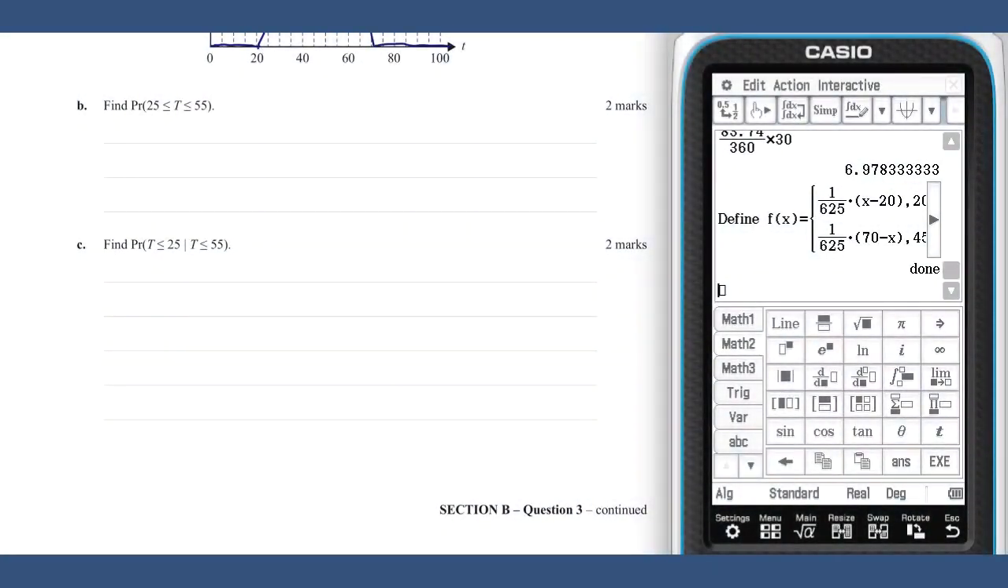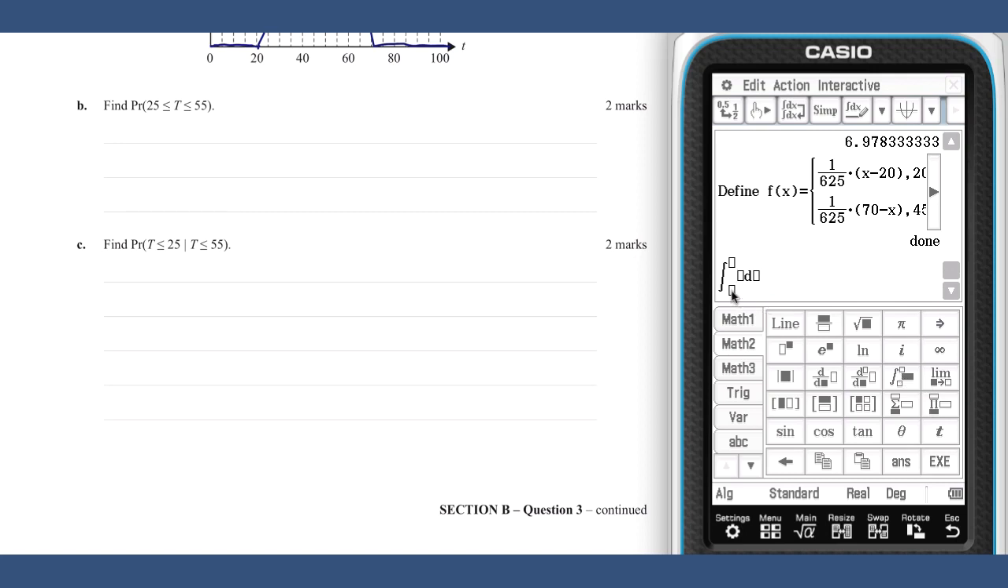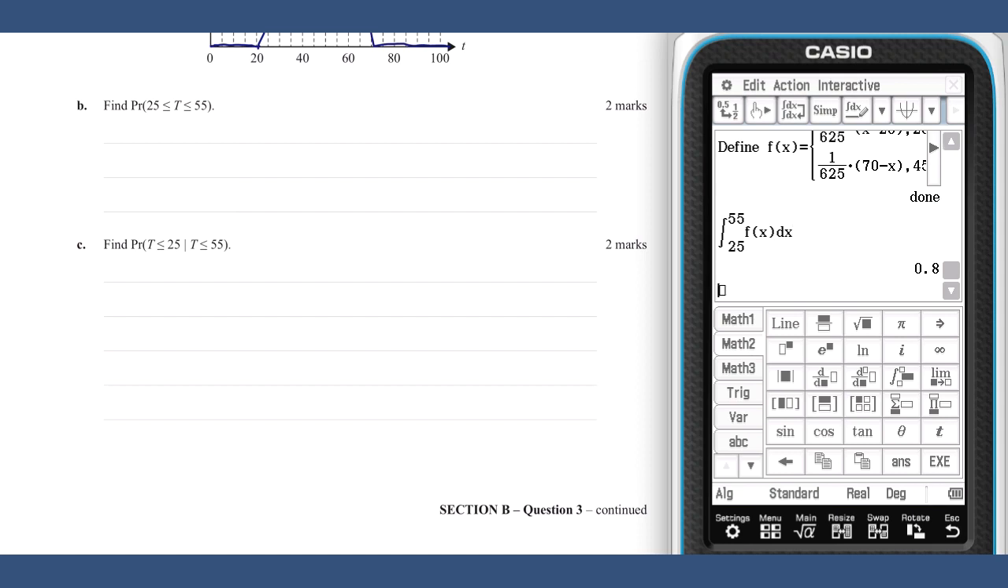Part B. We can find the probability required using a definite integral to calculate the area beneath the probability density function. Giving us an answer of 0.8.